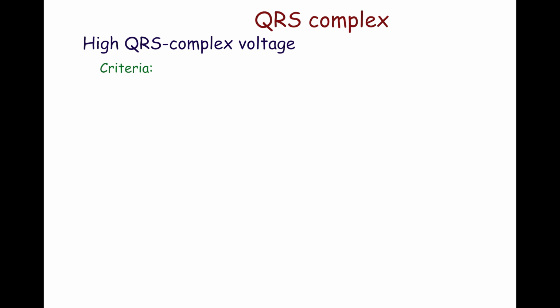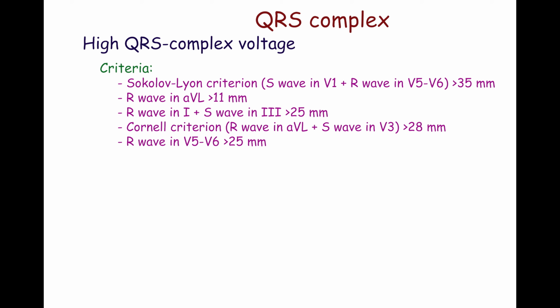The most common criteria are the Sokolov-Lyon criterion: S wave depth in lead V1 plus R wave height in lead V5 or V6, whichever is higher, more than 35 mm; R wave in aVL more than 11 mm; R wave in lead 1 plus S wave in lead 3 greater than 25 mm; and the Cornell criterion: R wave in aVL plus S wave in lead V3 more than 28 mm; R wave height in leads V5, V6 greater than 25 mm.